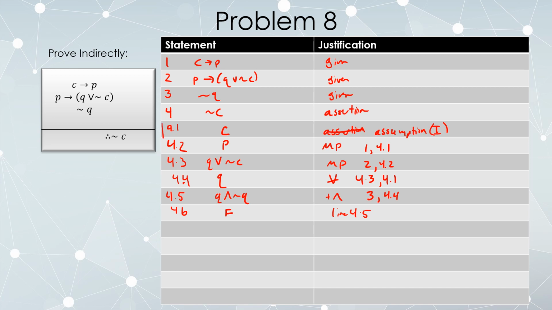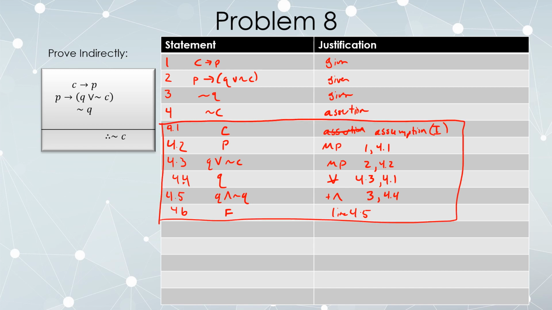Line 4.5 cannot possibly hold. So from the assumption in line 4.1, we derived a contradiction. Completing the indirect proof, the assertion is justified, and the problem is done.